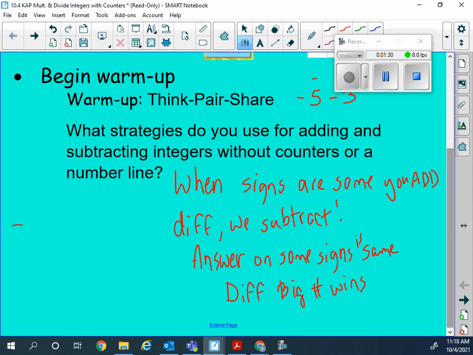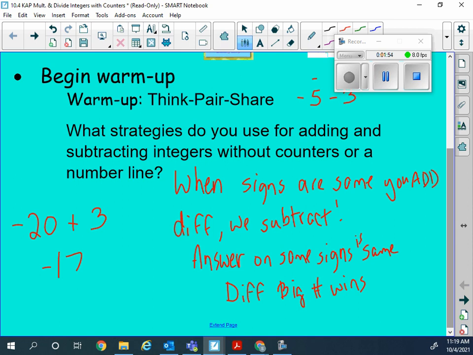What do I mean by that? I mean like -20 plus 3. Are your signs the same or different? They are different. Therefore, we're going to subtract. So what's 20 minus 3? 17. And now, don't look at the sign, but what number is bigger, 20 or 3? 20. So his sign wins. That means it's negative. Okay?